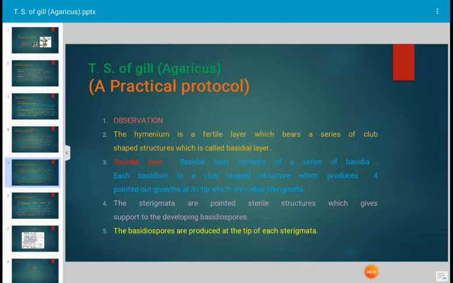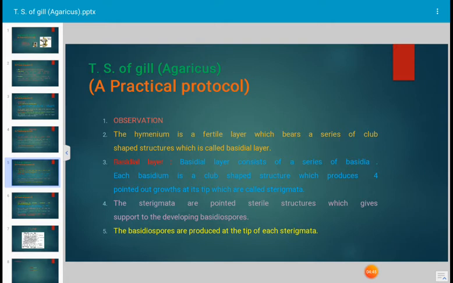And how is the basidial layer? The basidial layer consists of a series of basidia. Basidia are club-shaped or finger-shaped structures. Just as I described, at the tip of each basidium, 4 sterigmata are there, and on each sterigmata, a single basidiospore is developed at the top of sterigmata. Sterigmata is a sterile region, a sterile pointed knob which is developed by the tip of the basidium. Each basidium has 4 sterigmata and 4 basidiospores are developed at the tip of sterigmata.